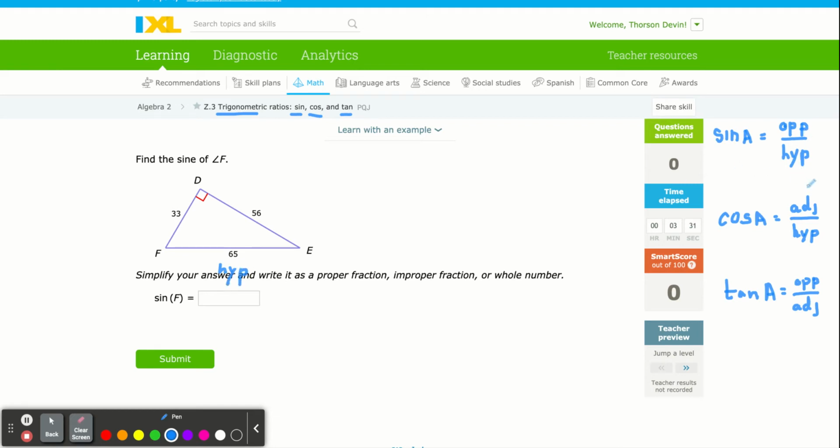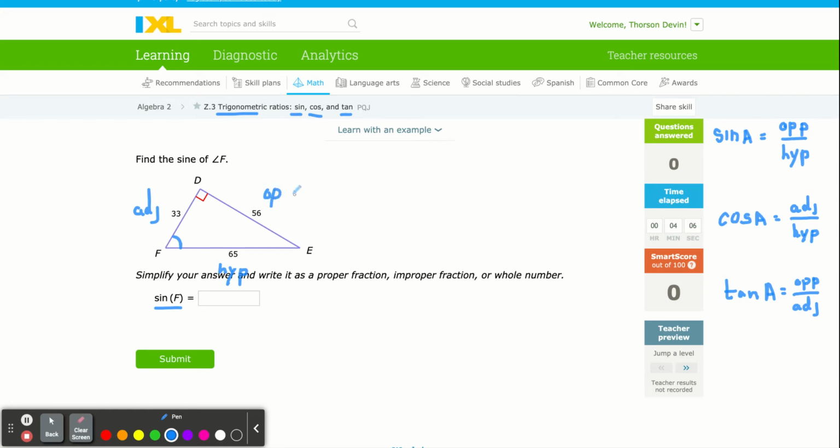Now, which sides are opposite and adjacent depends on which angle we're referring to. So I did sine of A over here, but in the problem, it asked for the sine of F. F is this angle, so we're referring to this angle. If this is the angle we're looking at, then the side that makes angle F with the hypotenuse is the adjacent side, and the side that's across from the angle, the side that does not form the angle F with the hypotenuse, is the opposite.